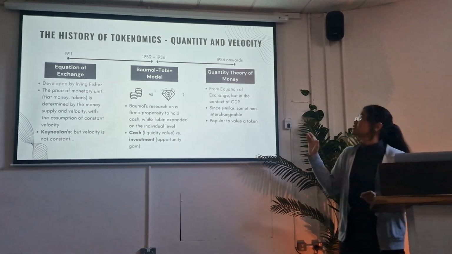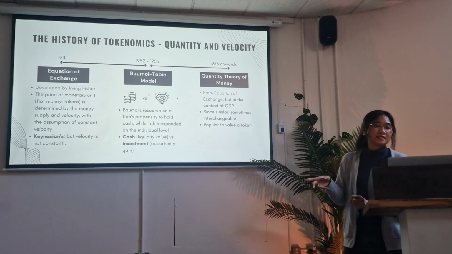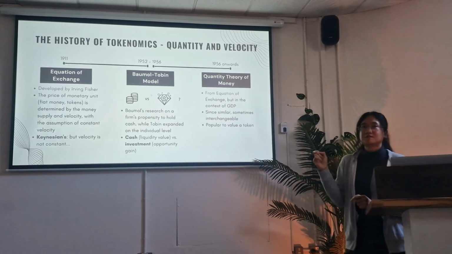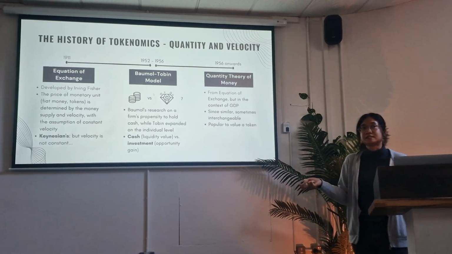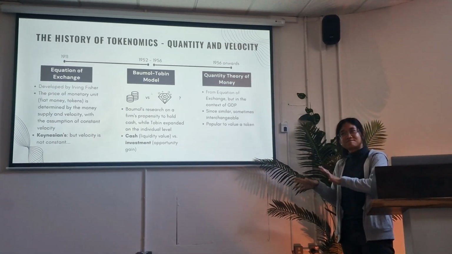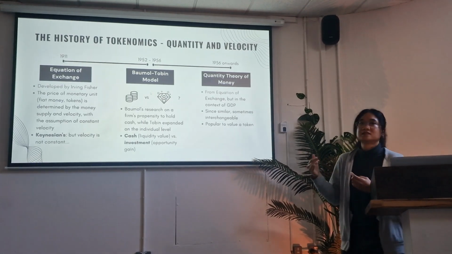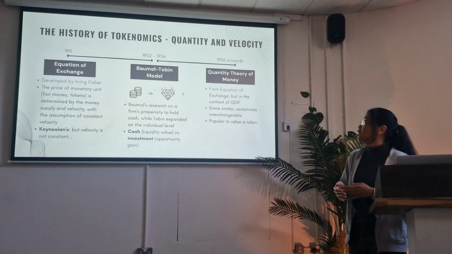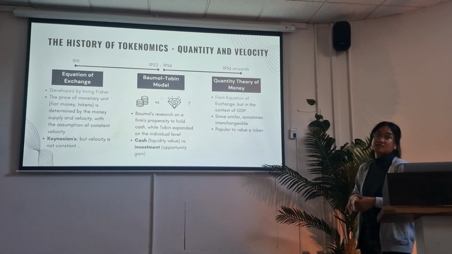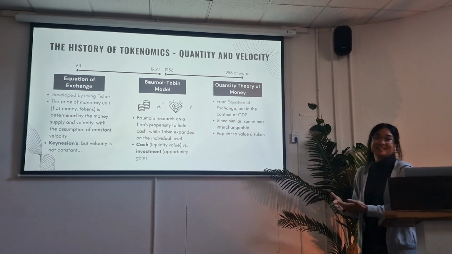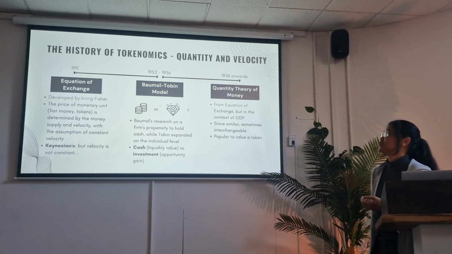Basically, it's pricing the monetary unit, such as fiat money and tokens, which is determined by the money supply and velocity, under the assumption of constant velocity. And there is a competing theory from Keynesian theory. Keynes is the economist from the UK, and this theory said that velocity is not constant, which we can explore later, and why velocity is an important variable in this equation.